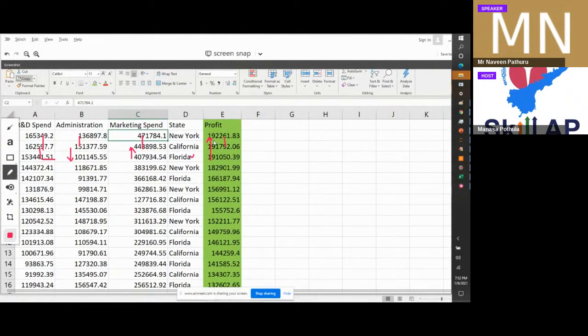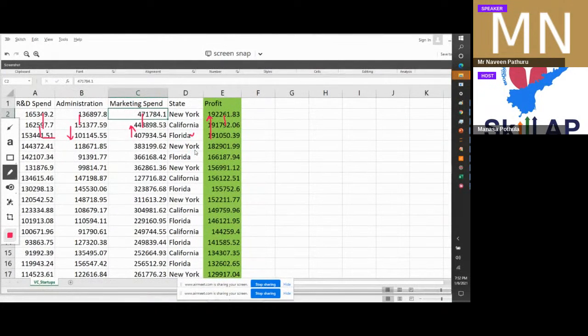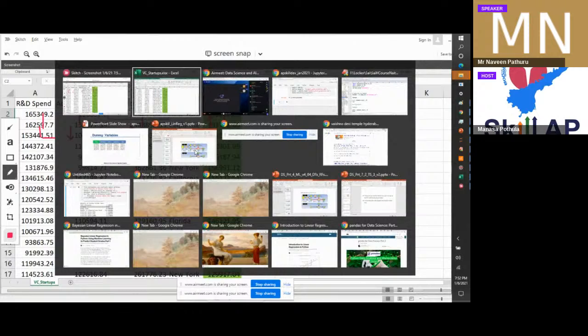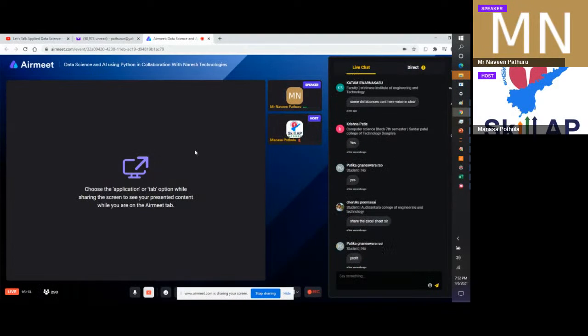Okay, now imagine we have to look at 50 companies like this. We're trying to understand the R&D, how much they're spending on infrastructure, marketing, state, and profit. What do you think a problem would be with this approach, guys?